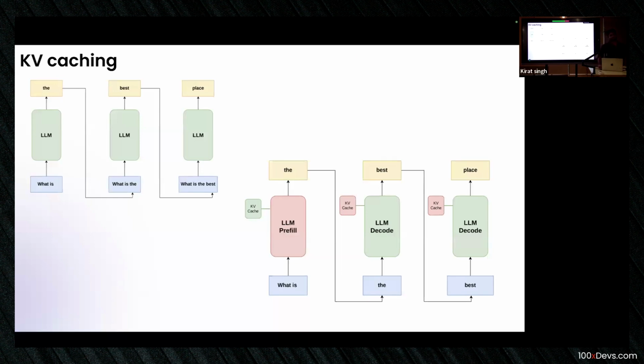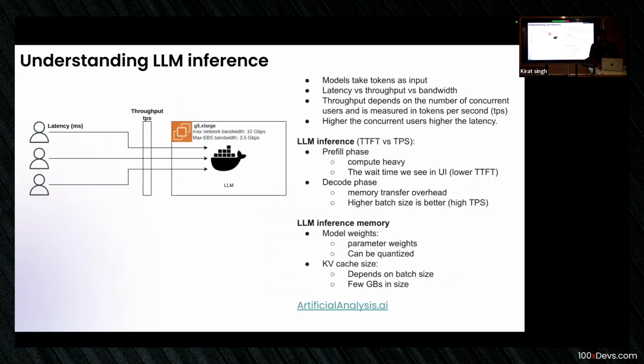LLMs have two phases, prefill and decode. They have a KV cache. Something is compute expensive, something is memory expensive. Okay. Now let's understand the LLM inference. Okay. So models take tokens as input. There is a thing called latency versus throughput versus bandwidth.